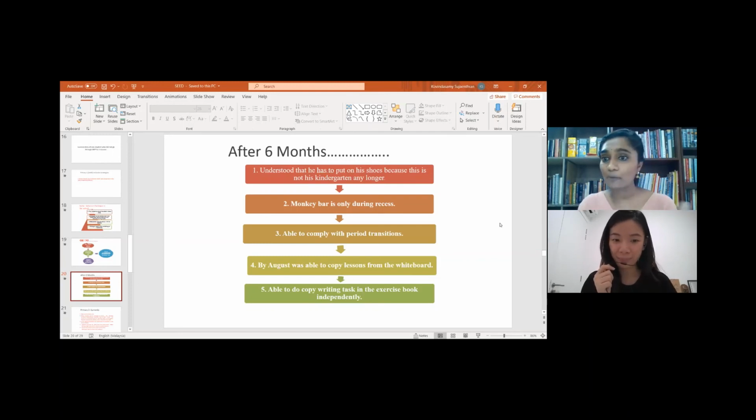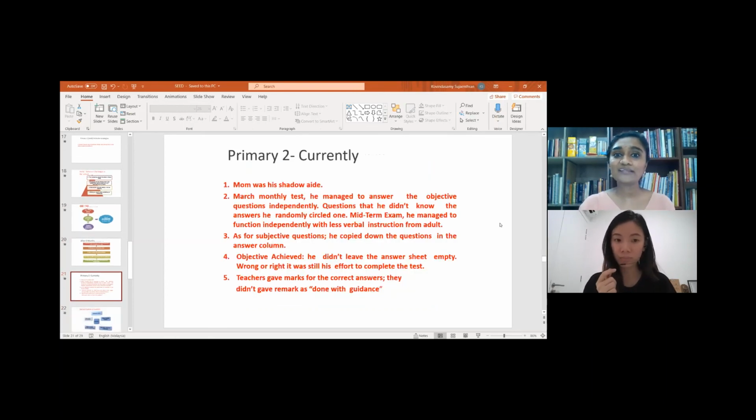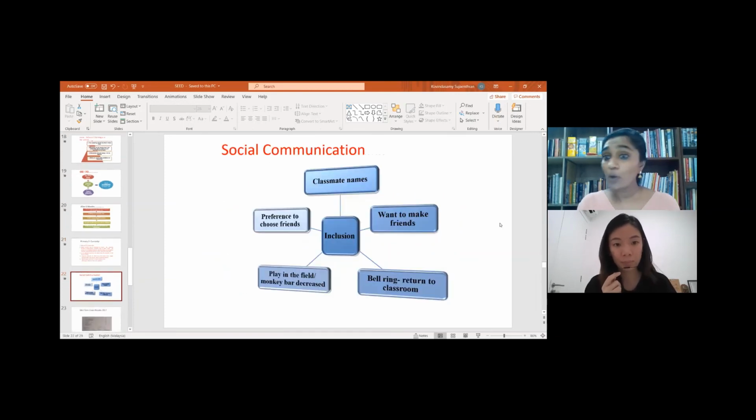Able to comply with period transitions. And by August, amazingly, the same year, he was able to copy lessons from the whiteboard without a fuss, and also able to do writing tasks. Later, the mother also became a shadow aide for the child. In terms of social skills, a partially verbal child was able to remember his classmates' names and wanted to make friends. When the bell rings during recess, he knows that he has to return to the classroom from the monkey bar, and he has to play in the field more rather than with the monkey bar.